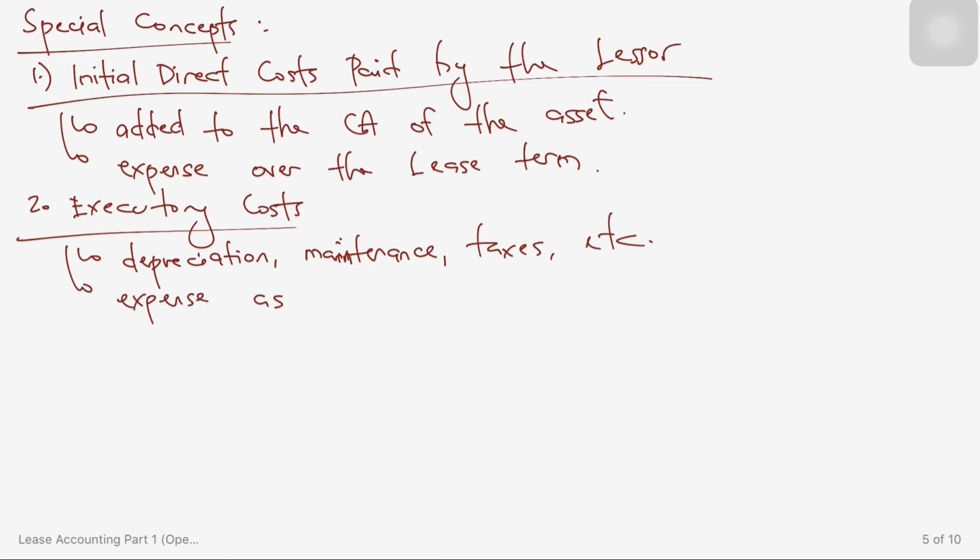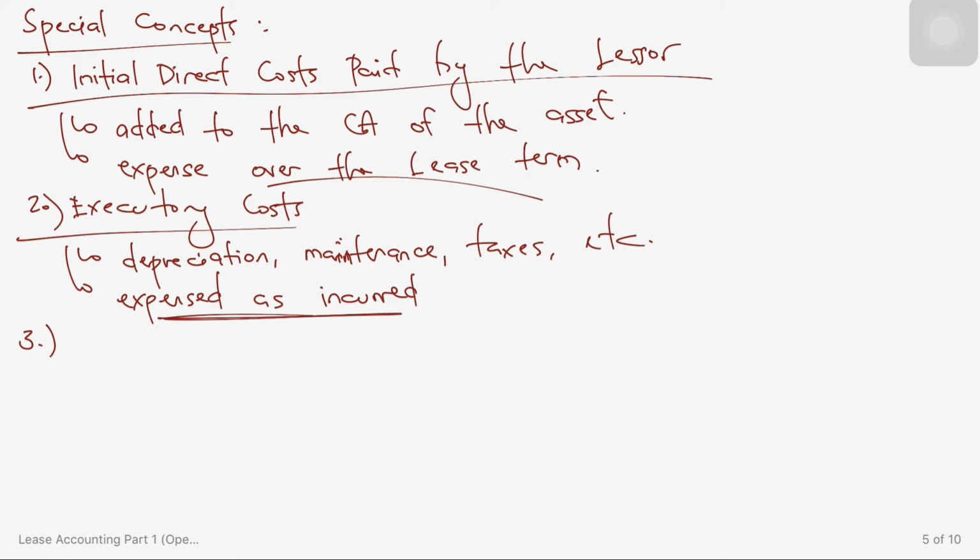So, hindi po sila dinideferred. Hindi kagaya nung initial direct cost. Yung initial direct cost, see to it po na dinideferred sila. Hindi sila ine-expense outright. Ine-expense sila over the lease term. Pero ang executory cost, these are actually expensed as incurred. Liwanag? Next, punta tayo sa number 3.